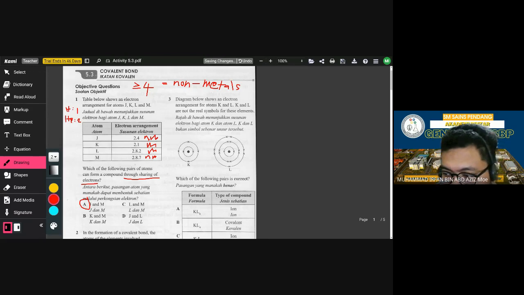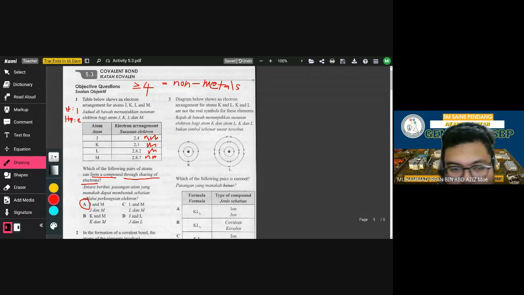This is the answer. Okay, that's why Ishau ataupun anyone, when you read the questions before you answer the question, underline dulu, tandakan. Okay, apa yang soalan tu nak? In this question, they ask for can form a compound through sharing of electrons. Share electrons, okay? So jangan nak laju je, okay?